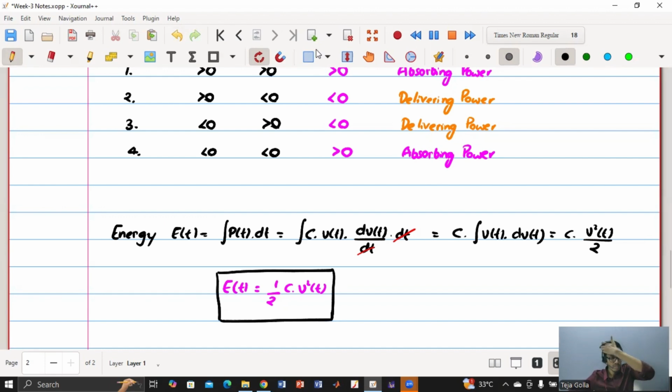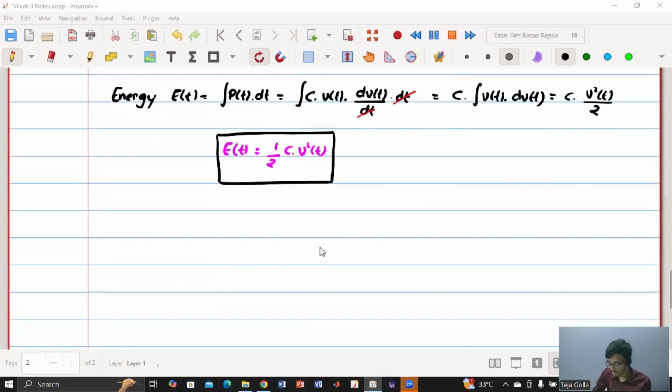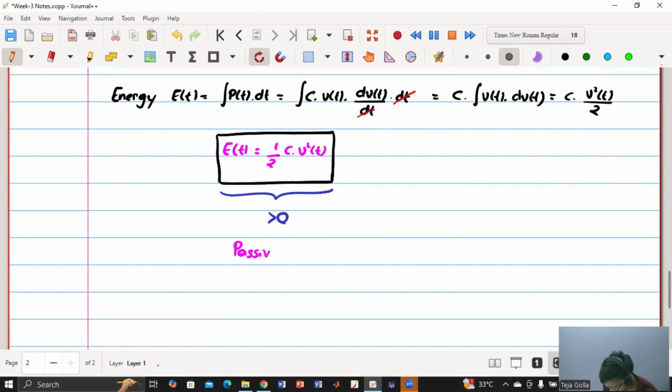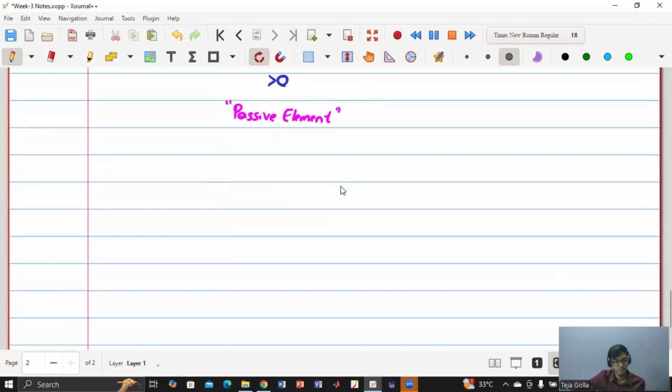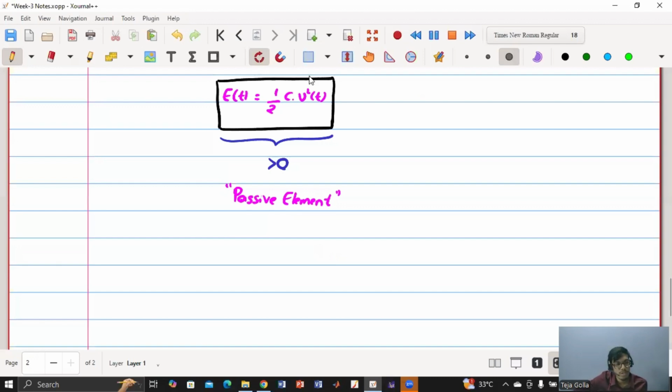Now is this energy always positive, or can it be negative, or can it be both? Yes, it is always positive. So if the energy is always positive, then we have mentioned that it is a passive element. That's why a capacitor is a passive element. Understood by whoever has asked?